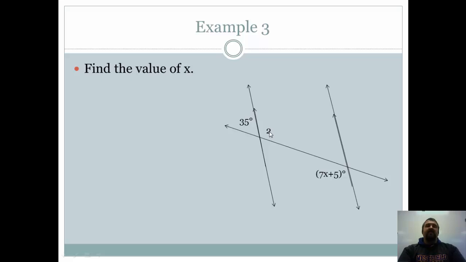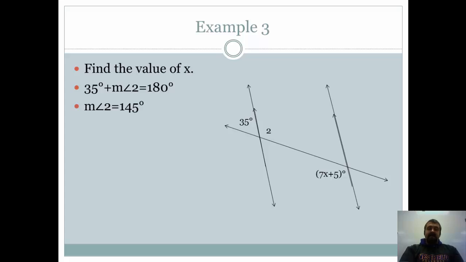Well, I don't know the measure of angle 2. However, these 2 angles here will form a linear pair. This one here, that's 35 degrees, and this angle here, that's angle 2. So 35 degrees plus measure of angle 2 equals 180. Subtract 35 from both sides, and I get measure of angle 2 to be 145 degrees.